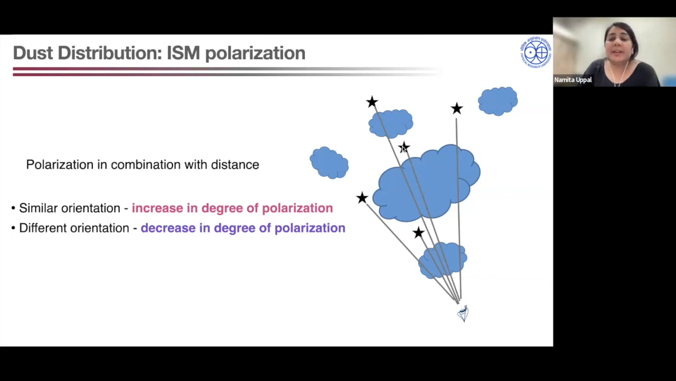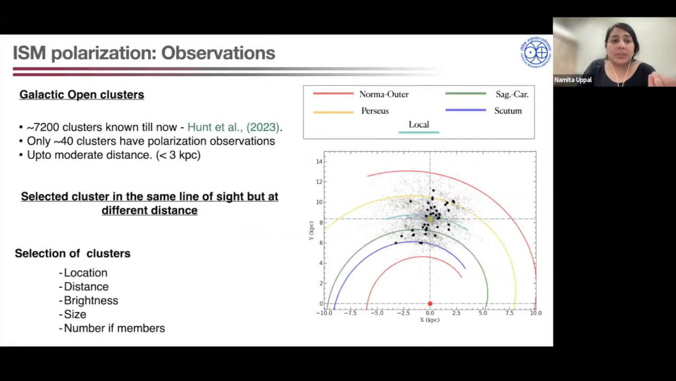So keeping this in mind, we chose to select the galactic open clusters, because clusters are a bunch of stars that are present at the same location. So, statistically speaking, it is easy to constrain their distance as well as polarization. So we chose galactic open clusters as compared to any random star in the sky. There are approximately 7,200 clusters that are known till now, but out of that, only 40 clusters have polarization information, which are marked here by these black dots.